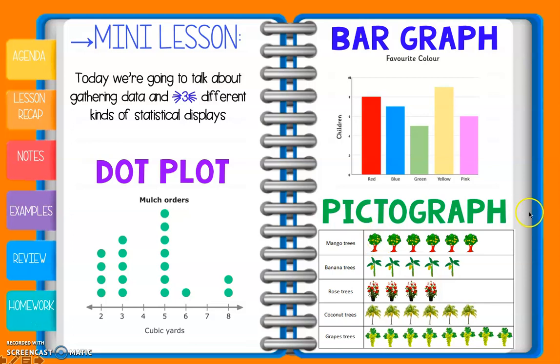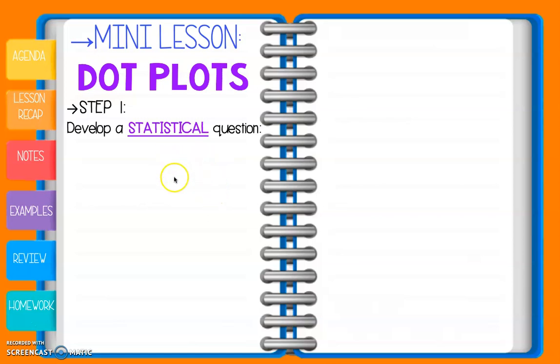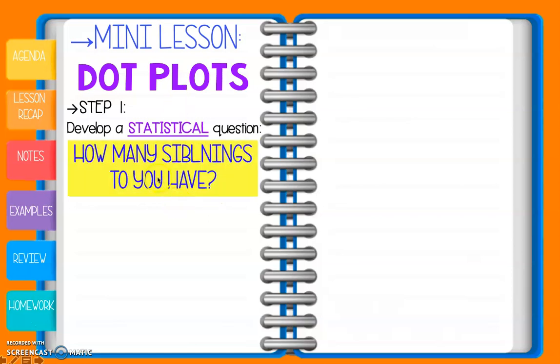Okay. All right, so first off, let's talk about dot plots. So the first thing that we need to do, step one, is to develop a statistical question. And as we develop that statistical question, let's just come up with an example. Our example today is going to be, how many siblings do you have? So our statistical question is one that produces a variety of answers. It's a question that we're going to get lots of different answers to. So this one, how many siblings do you have? If we asked it to everybody, we could collect a lot of different data.